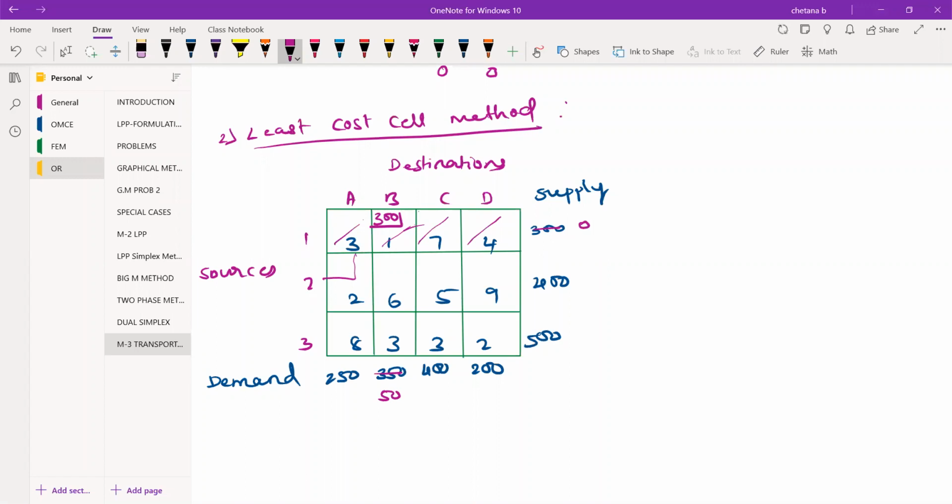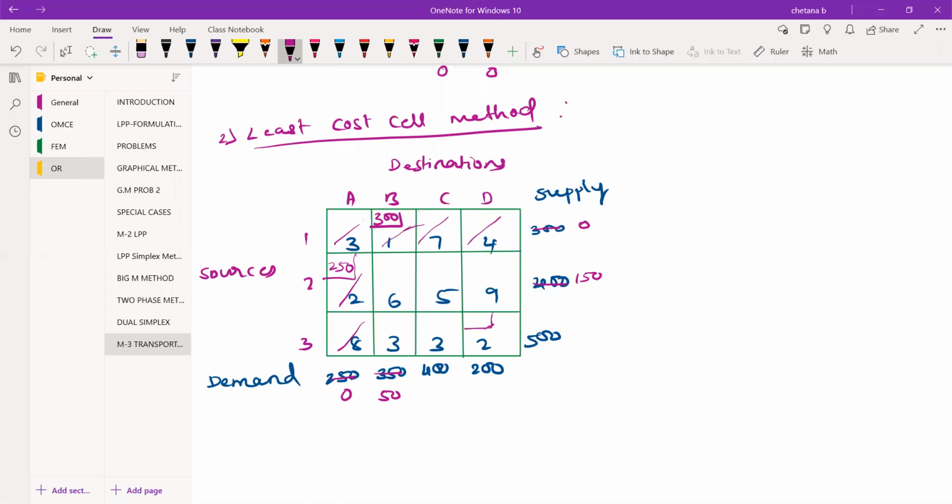So you have demand value which is 250 and supply as 400. So which one to be allocated? 250. Minimum 250 is allocated. So this is 0 and here we are getting 150 which is remaining. So this is 0 and eliminate that particular column. Then you need to again study 6, 5, 9, 3, 3, 2, which is the minimum one. 2 is the minimum, right?